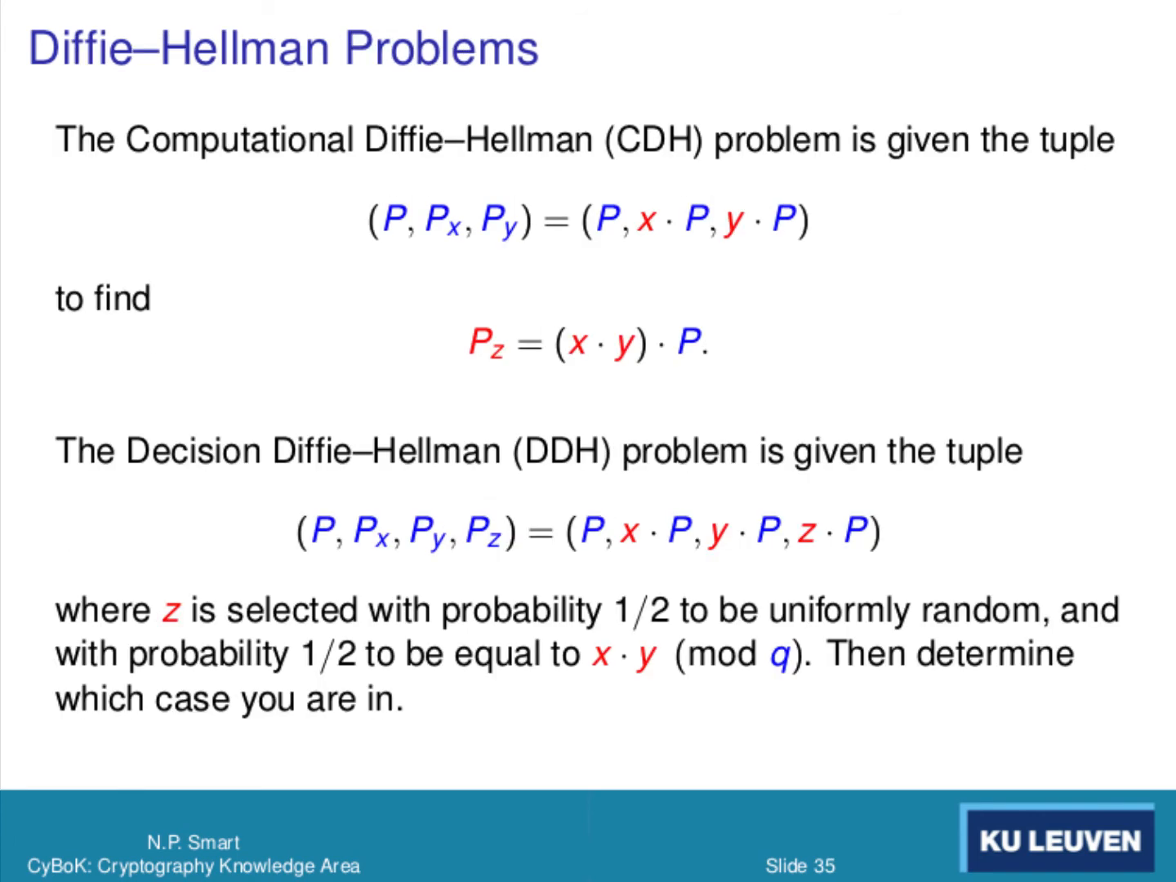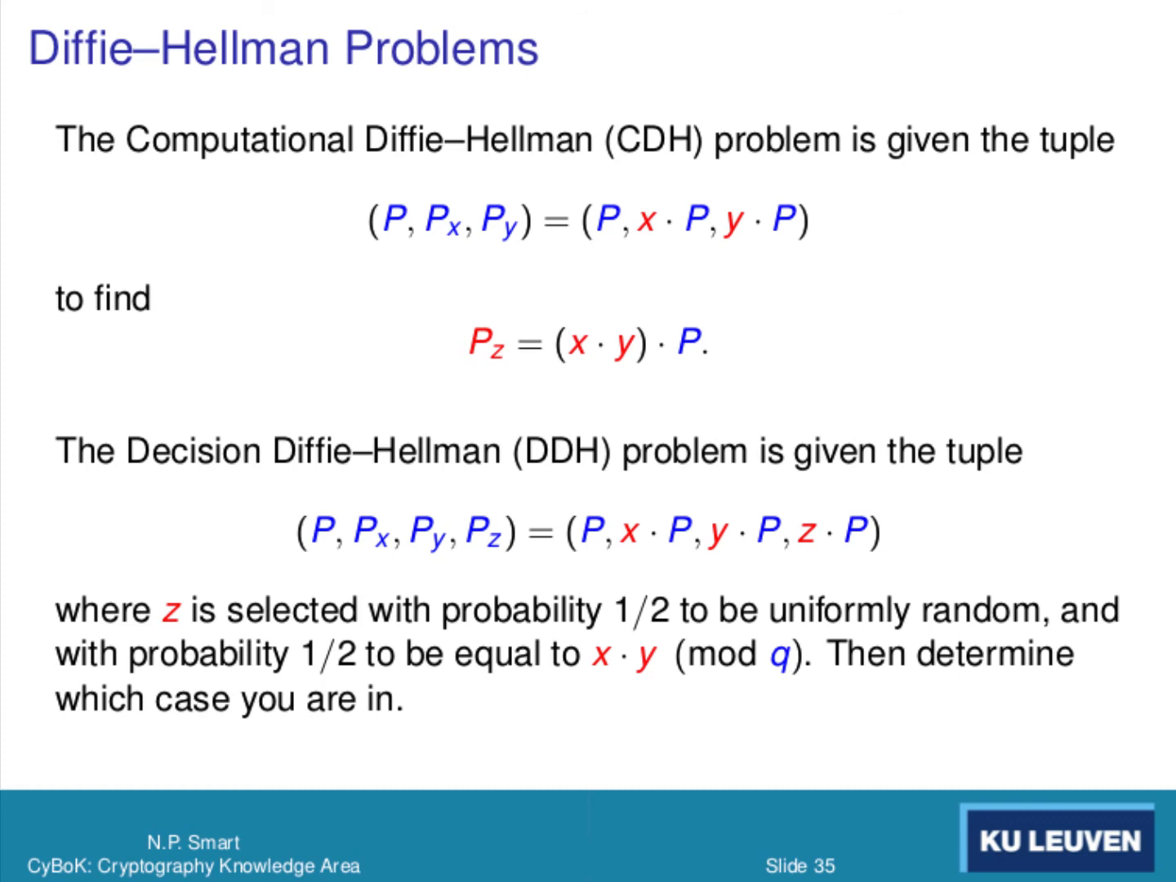Related to the discrete logarithm problem is what's called the Diffie-Hellman problem. Here you are given P, x times P, and y times P, and you're asked to produce a secret value which is xy times P. That's what's called the computational Diffie-Hellman problem: given the triple P, xP, and yP, you can't come up with zP.